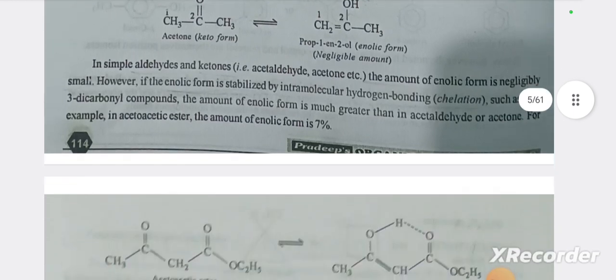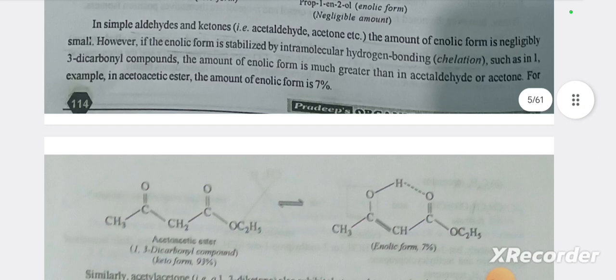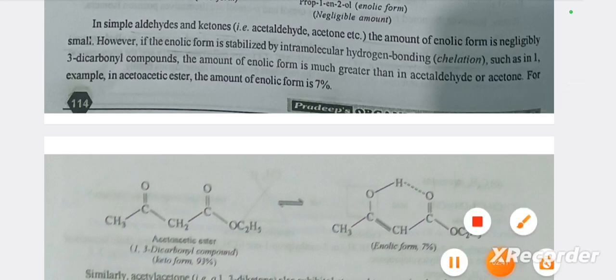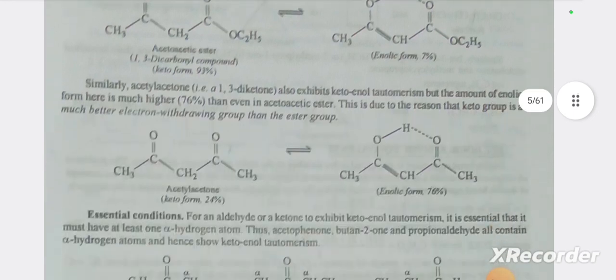In simple aldehydes and ketones, the amount of enolic form is negligibly small. However, if the enolic form is stabilized by intramolecular hydrogen bonding, chelation, such as in 1,3-dicarbonyl compounds, the amount of enolic form is much greater than in acetaldehyde or acetone. For example, in acetoacetic ester, the amount of enolic form is 7%.